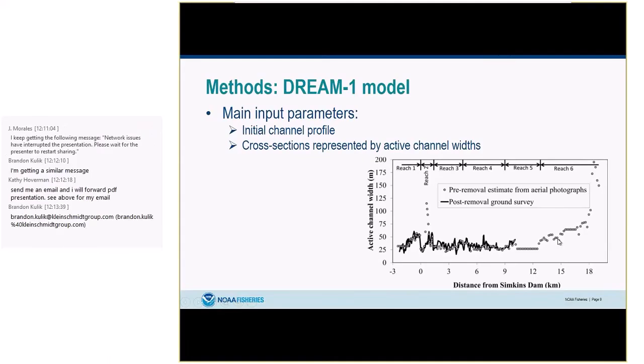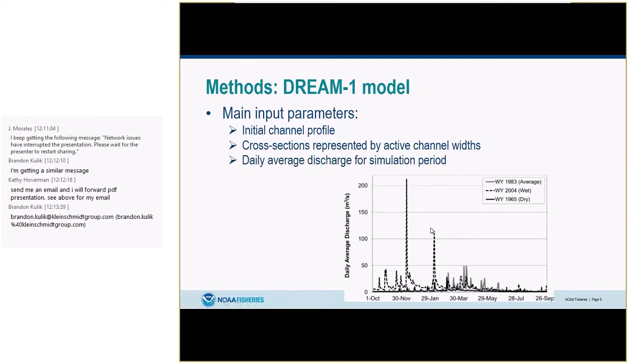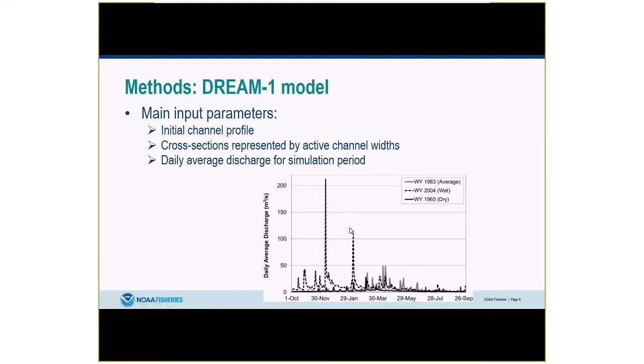It also requires cross-sections represented by active channel widths, which we estimated from aerial photographs. And you can see that we have a comparison of those estimates, the dots, with actual ground surveys taken later. We did pretty well, except for one area that I'll be describing more later. We also need daily average discharge for the simulation period. For this, we take different sequences of actual wet, average, or dry years from a USGS gauge upstream of the site. You'll hear more about that gauge and two other gauges shortly.